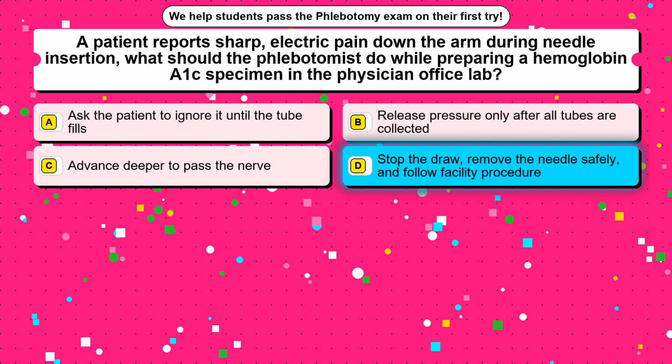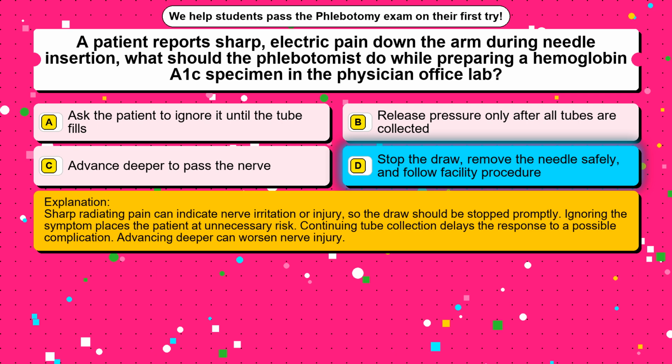The correct answer is option D. Stop the draw, remove the needle safely, and follow facility procedure. Sharp radiating pain can indicate nerve irritation or injury, so the draw should be stopped promptly. Ignoring the symptom places the patient at unnecessary risk. Continuing tube collection delays the response to a possible complication. Advancing deeper can worsen nerve injury.